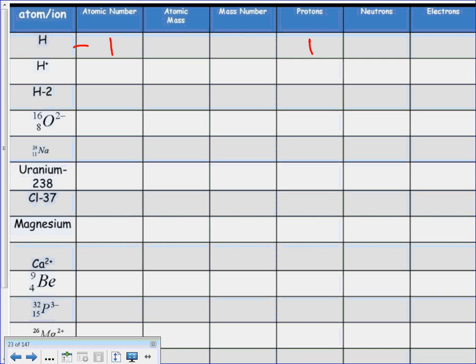What is the mass of hydrogen on the periodic table? 1.008, right? So I'm going to write that under the atomic mass because this is the one that's the average, 1.008. But I can't work with a decimal like that because protons and neutrons each weigh 1. So I need to round that. I'm going to round that to 1 for its mass number. Knowing the mass number is 1, how many neutrons does it have?